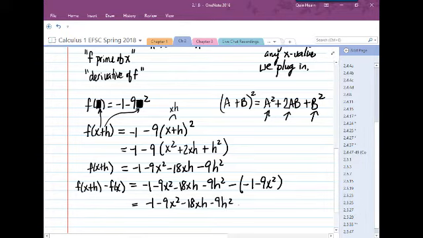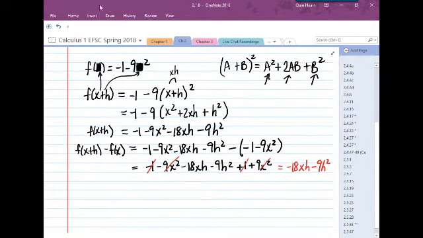And what you should see is that anything that doesn't have an h in it usually cancels out. So let's see, we have -1 minus 9x squared minus 18xh minus 9h squared plus 1 plus 9x squared. So the -1 and the +1 cancel out. They add to 0. -9x squared plus 9x squared adds up to 0. So all we're left with is -18xh minus 9h squared. That's going to be in the numerator of the limit of our difference quotient.